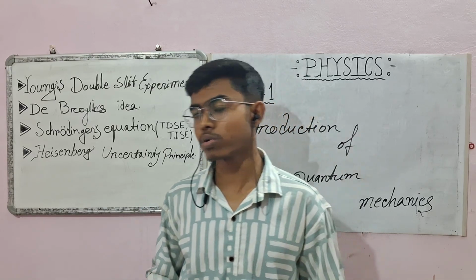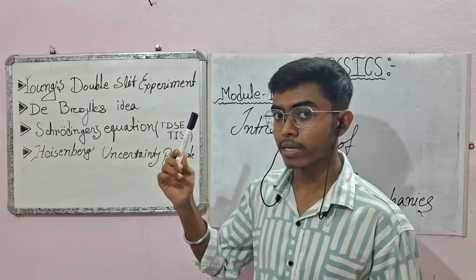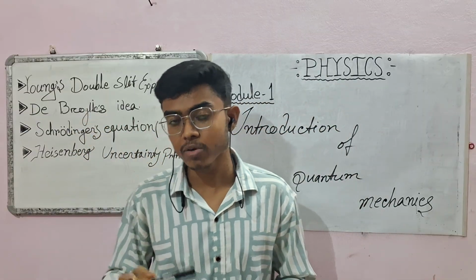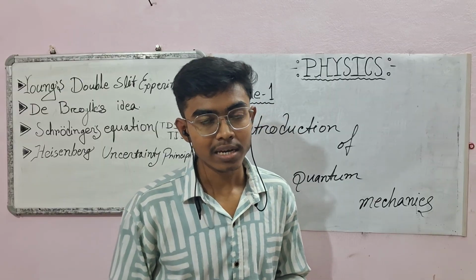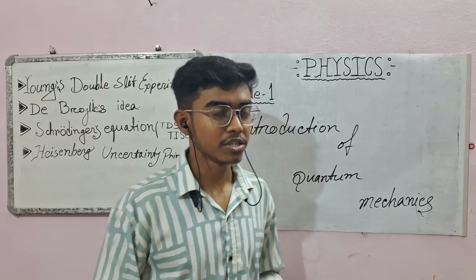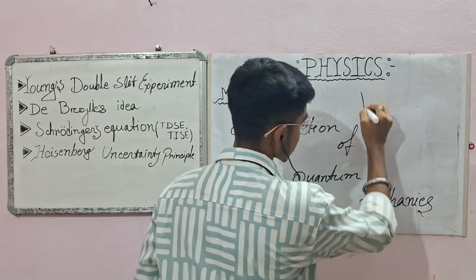In your class 12, you may have heard about Young's double slit experiment. Through this experiment, you understand that light has two natures. One is particle nature and another one is wave nature. So I will show you this experiment here.